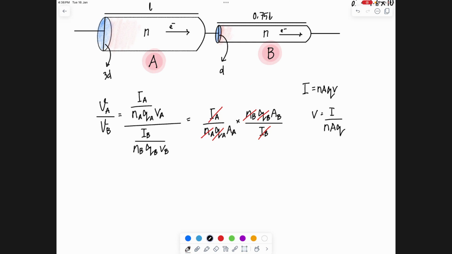And তোমরা এখান থেকে দেখতে পারতা v যদি দেখো এখানে I constant, n constant, q constant. What's the relationship between v and a? Inversely proportional, right? So আমার এখন just বের করতে হবে the ratio of a. So va by vb is equal to ab by a, মানে area ratio. Now what's the ratio of the area going to be here? The ratio of diameter is what? 1:3. So what is the ratio of area? 1:9, right?